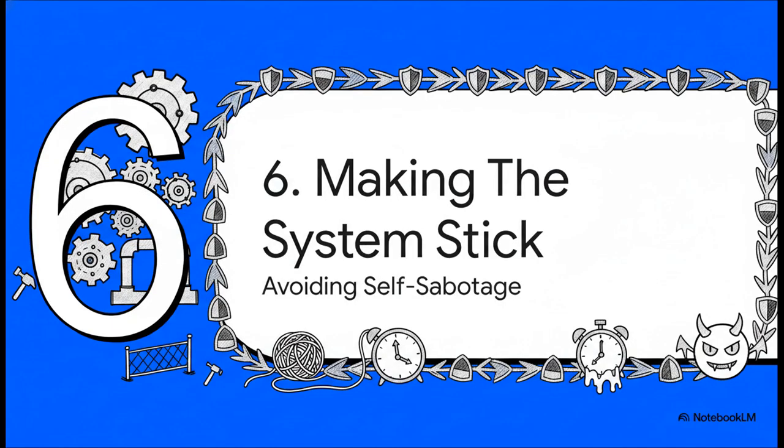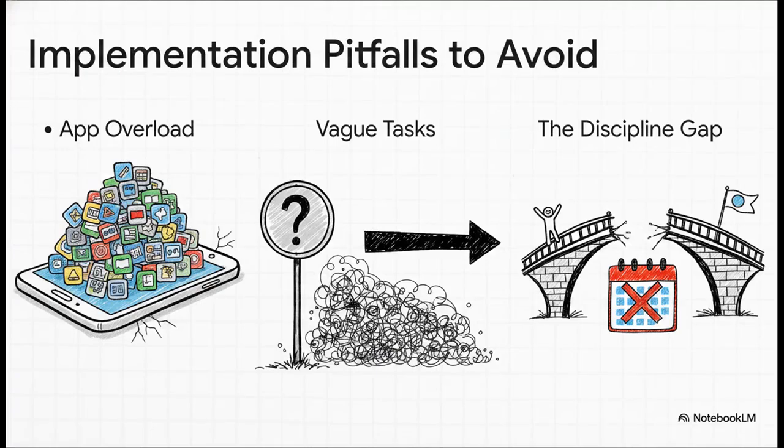Okay, last section. We've built this awesome machine. Now, how do we keep it from falling apart in a week? We need to install some guardrails to avoid the really common ways people end up self-sabotaging their own systems. Here are the 3 biggest pitfalls, the mistakes almost everyone makes.